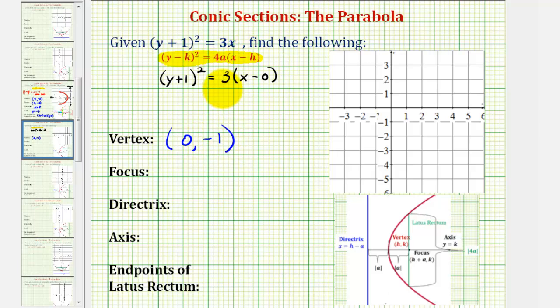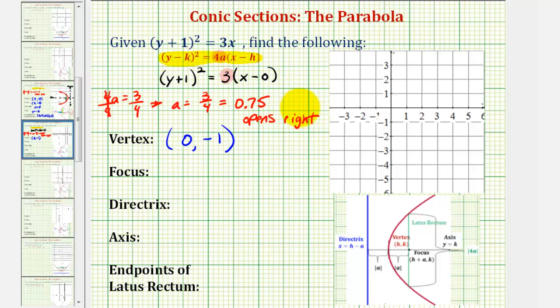Next, to determine if the parabola opens left or right, we'll find the value of a. If a is positive, the parabola opens right, as we see pictured here. Notice how it opens along the positive x-axis. If a is negative, the parabola would open left. Notice that 4a is equal to positive 3. So if 4a equals positive 3, we divide both sides by 4 to solve for a. Notice a is equal to 3/4, or if we want, positive 0.75. So because the value of a is positive, our parabola is going to open right.